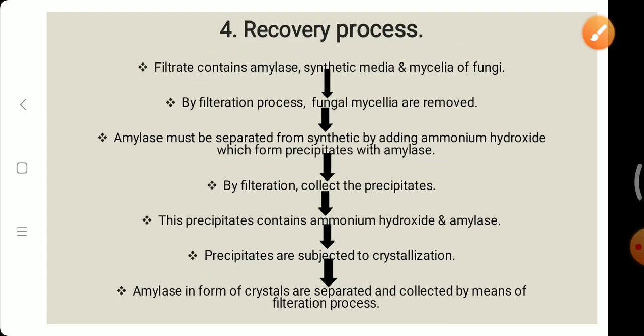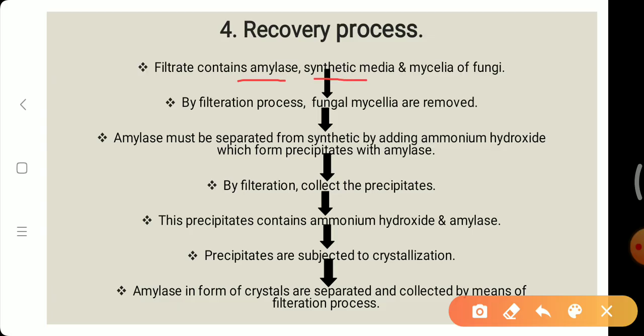Fourth step is recovery. Now, after 72 hours, what is there in the fermenter? Three things are there: our amylase that has been produced, our synthetic media, and mycelia of fungi. So what do we do for the recovery step? First of all, we go for a filtration process in which fungal mycelia are removed.